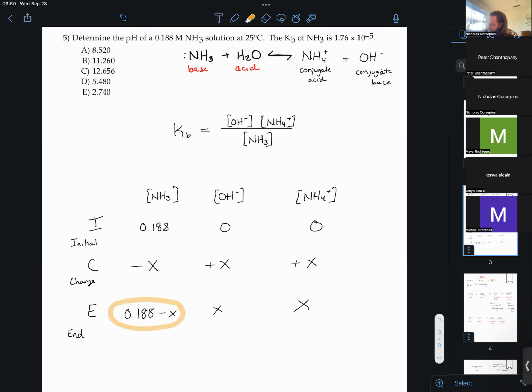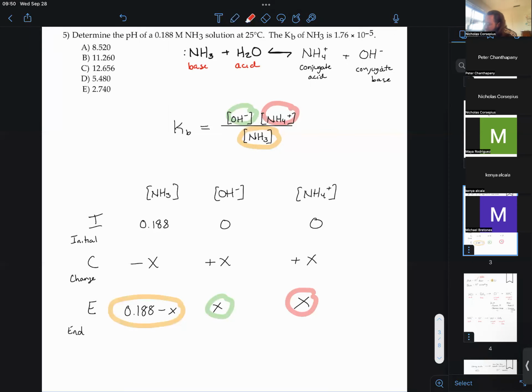So I'm going to now plug these into my equations here. Right, that's going to go for that value. This is going to go up here, and this one's going to go over here. I'm going to now substitute those in. And now I have my KB expression, right? So I can replace my KB with the value that was given, the 1.76 times 10 to the negative 5. My OH concentration turns into that variable X. My ammonium ion concentration turns into the variable X. What's X times X? That's just X squared.